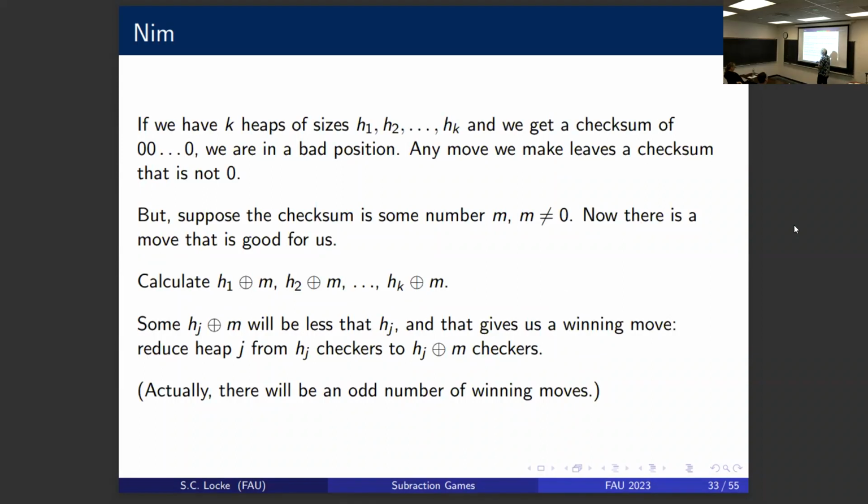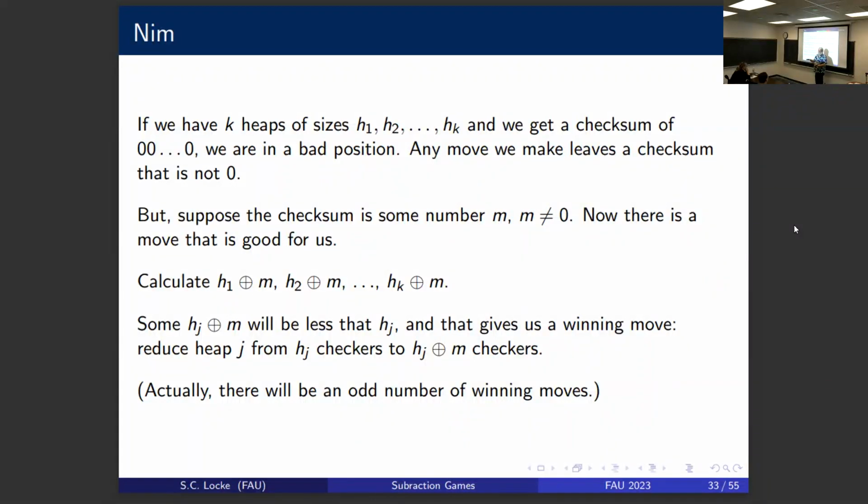So what happens here is if I have k heaps of sizes h1, h2 up to hk, and you get a checksum which is all zeros, you're in a bad position. That's a P position. You don't like being there. Any move that you make leaves a checksum which isn't 0. You make a move and you do something to one of these, it affects this checksum, and the checksum's no longer all zeros. So if you're at a place where the checksum is 0, any move you make takes you off of 0. A little bit harder to see is that if the checksum is some number m that's not equal to 0, there is actually a move which is good for us.